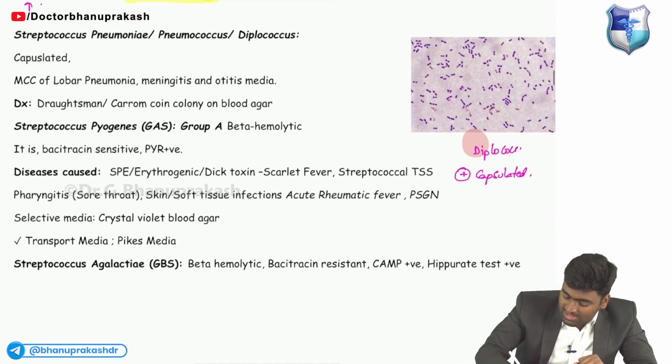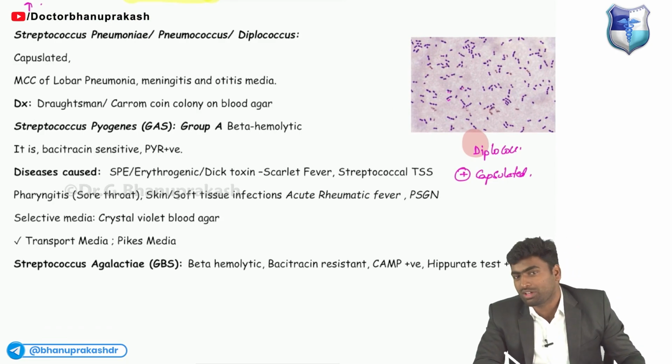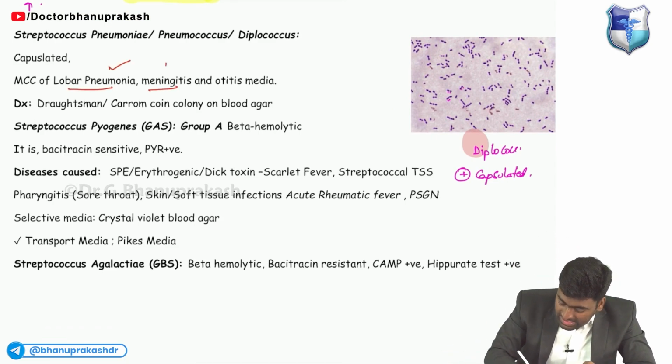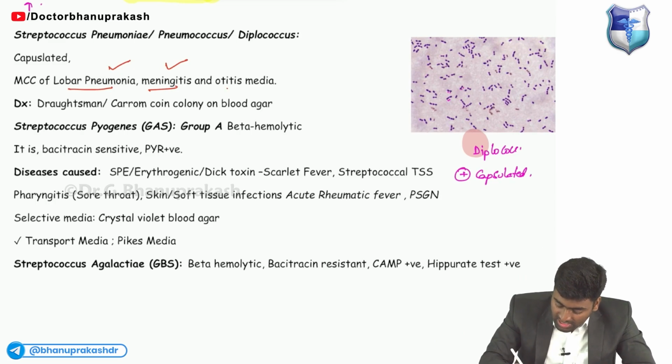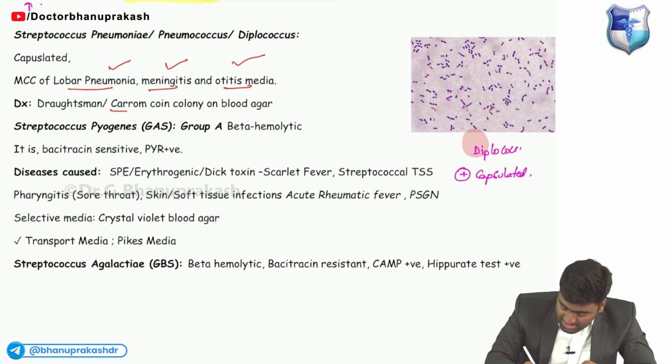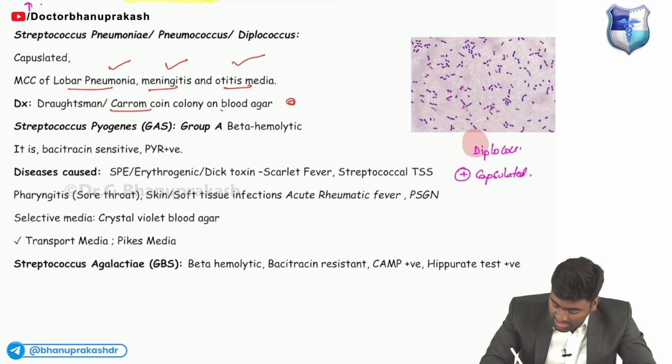And we know the name itself, it is Streptococcus pneumoniae. What will it cause? Obviously, it will cause lobar pneumonia, and it is the most common cause of meningitis and also otitis media. On cultivation, it produces carom coin colonies on blood agar.